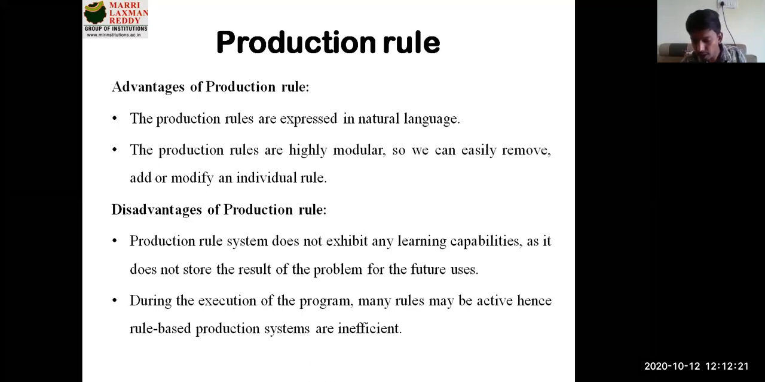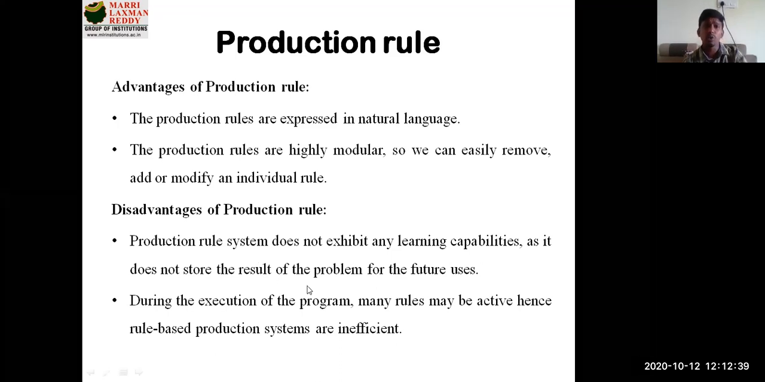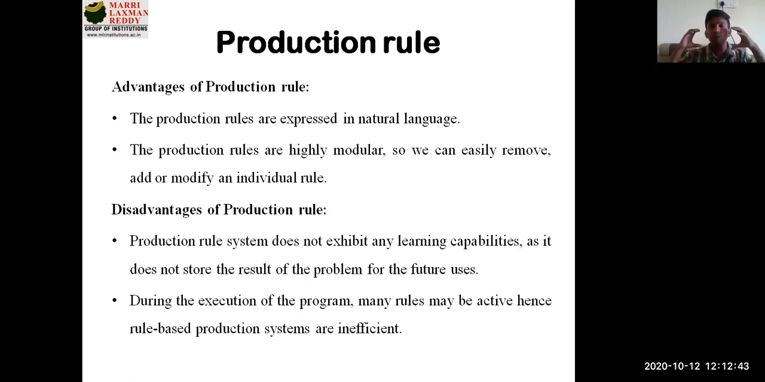The advantages of production rules are that they are expressed in natural language, so they are easy to understand, and they are highly modular, so we can easily remove, add or modify an individual rule. The disadvantages are that it does not exhibit any learning capabilities. It only checks the if-then condition, and it will not store the problem for future use. That is one drawback of production rules.